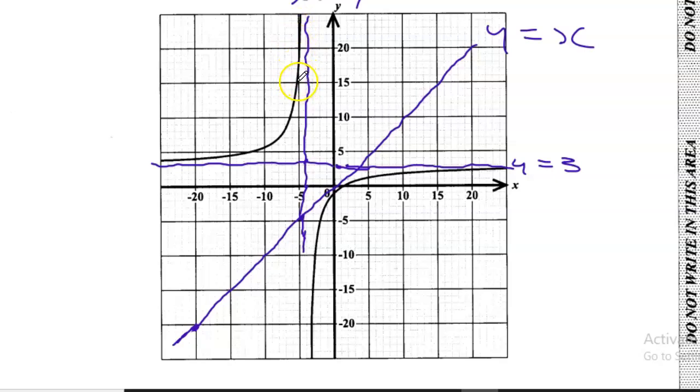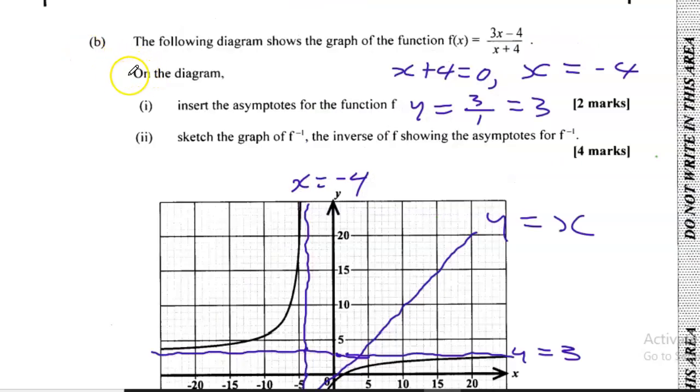So notice we have a point here. We have a point here, negative 5, 15. Negative 5, 15 will now become 15, negative 5, which will be somewhere about here. Let me just select another point. Now, one strategy you could use is to find the actual inverse of the function.